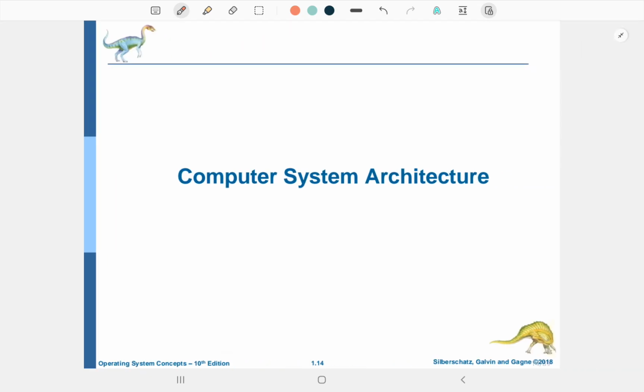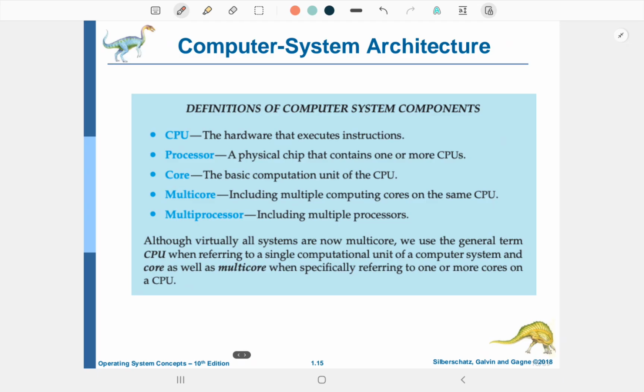So more about computer system architecture. This is to remind you about the things that you may have already known from other courses. So these are the main terms that we use in computer systems, right? The CPU, which is the main hardware where all the different system instructions are executed. And we have the processor, which is the physical chip where the CPU exists.